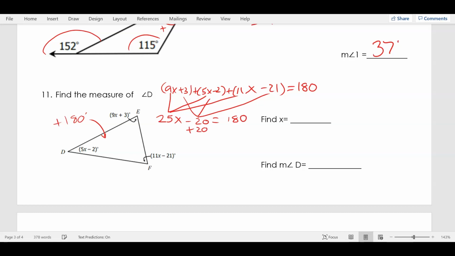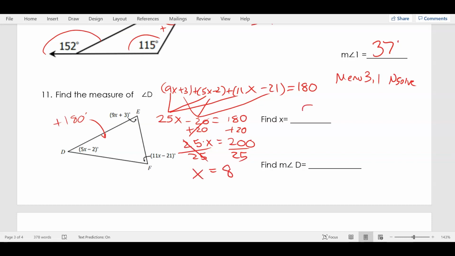Plus 20, plus 20. By the way, you could do menu 3-1 and just solve this with nSolve as well. But to finish off by hand, 180 plus 20 is 200. To get rid of that 25 coefficient that's being multiplied, we must divide. 25 goes into 200 8 times.